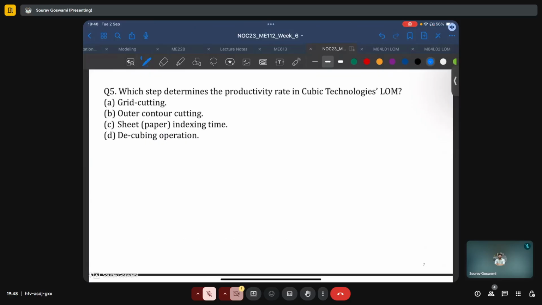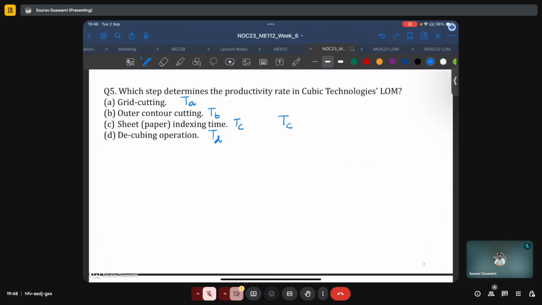The fifth question is asking us, which step determines the productivity rate in cubic technologies LOM? Is it grid cutting, outer contour cutting, sheet indexing time, or decubing operation? Let us just try to compare the times taken for each of these steps. Say I denote the time for grid cutting by TA, for outer contour cutting by TB, for sheet indexing by TC and for decubing by TD. The indexing time will be the least because it's very quick.